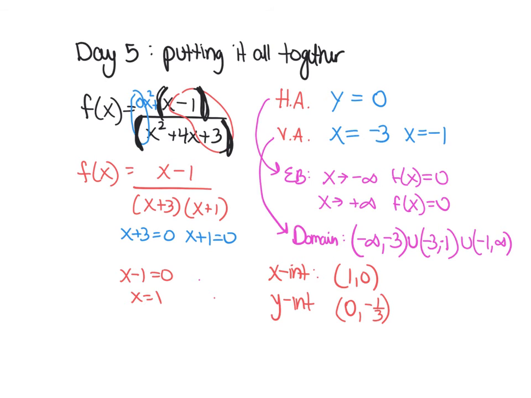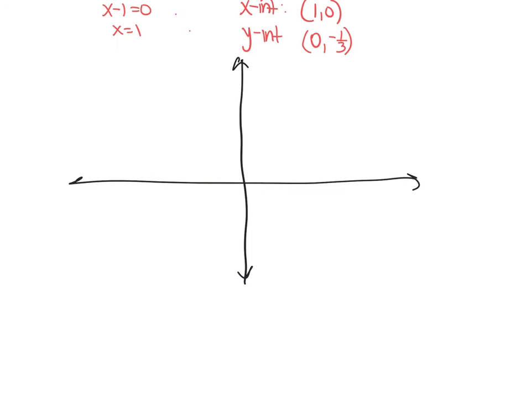you did anything wrong. So you want to make sure when you start to graph that you graph those vertical asymptotes with a dotted line, and you can label it underneath.